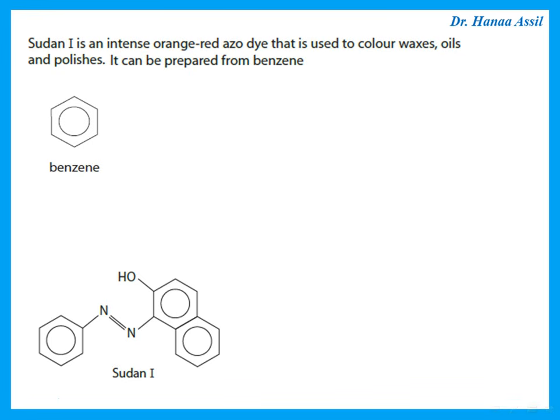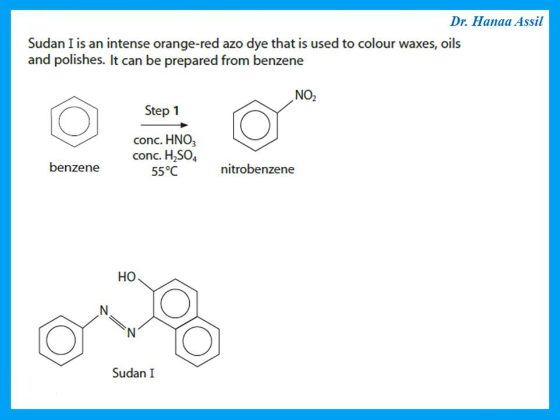Another synthesis. He's trying to make something called Sudan 1, and he's saying it's an intense orange-red azo dye that is used in color waxes, oils, and polishes, and we need to prepare it from benzene. Can you see that? Okay, so what do we want to do? First, add a nitro group on the benzene ring, react with concentrated nitric, concentrated sulfuric, and heat. This puts the nitro group on the benzene ring. Then reduce that to the amine using tin in concentrated HCl. So this puts my amine group on the benzene ring.